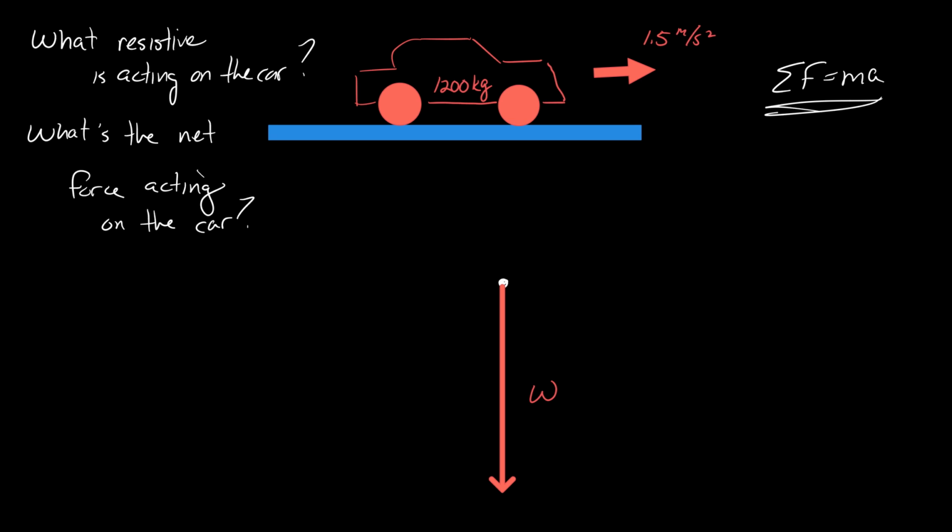Is the car in contact with any surface? Yes, the ground. So there must be a normal force acting on the car. By definition, normal forces aren't ordinary. Normal means perpendicular. So normal forces are perpendicular to the surface in contact. So I'm going to draw an upwards arrow because that's perpendicular to the ground. I'm going to label it N for normal.